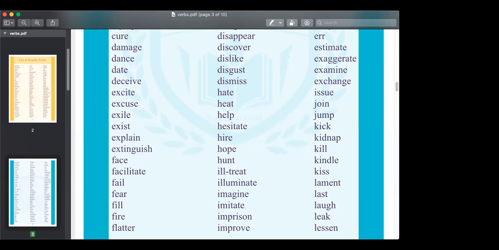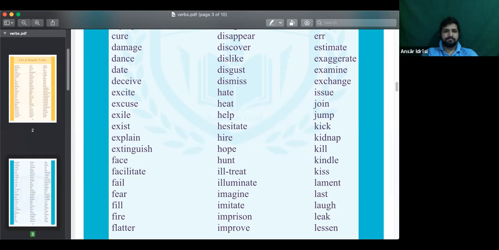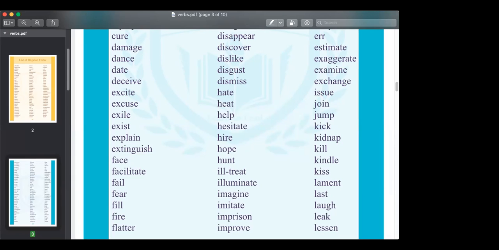They need to estimate. They need to visit. Do they need to estimate? They don't need to estimate. Do they need to visit? They don't need to visit. Very good. They need to deceive. Do they need to deceive? They don't need to deceive.